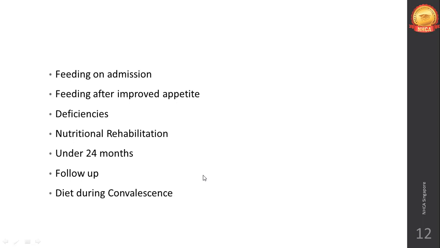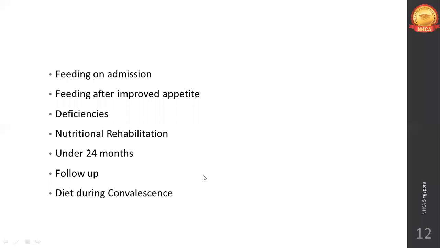Suggested diet during convalescence. Convalescence is when the child has been discharged and brought back to the home, and the child is in the recovery phase. The child can't join school yet, but is trying to gain back the lost strength. That is called the convalescence phase.